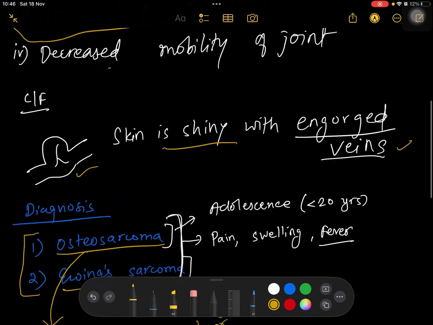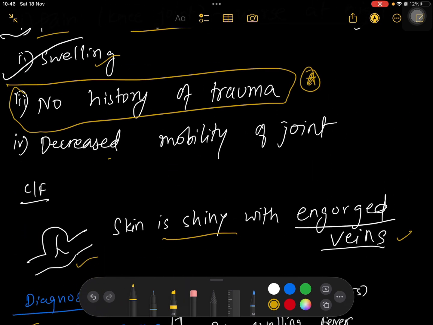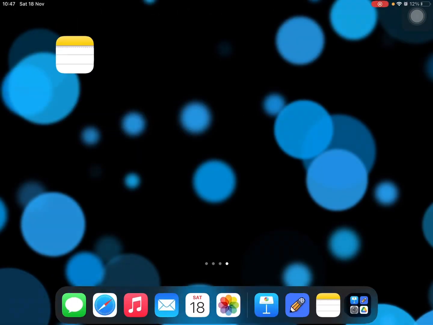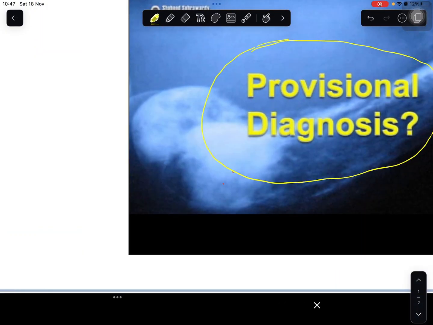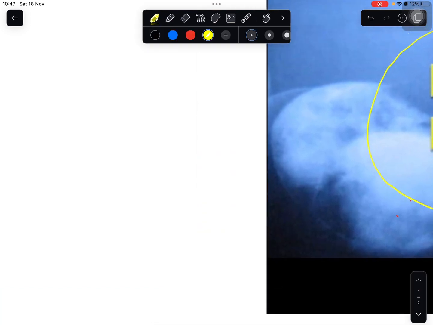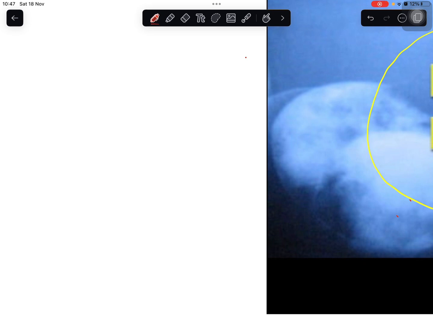Okay. Now after this, what will be the probable diagnosis of the patient? So you have learned everything. From this, there are two possible diagnoses. One is the case of osteosarcoma, and the other is the classical case of Ewing sarcoma.